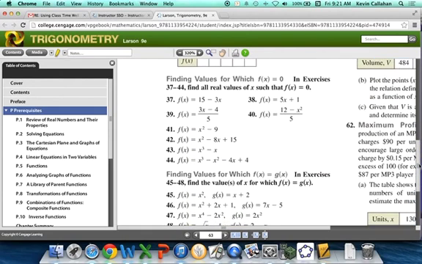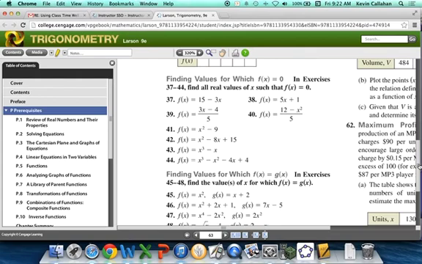(37 to 40). Okay. The directions here, again, you're going to use this as your study guide. It says, find all the real values of x such that f of x equals 0. What are they asking for here? The values of x that make the function equal 0.